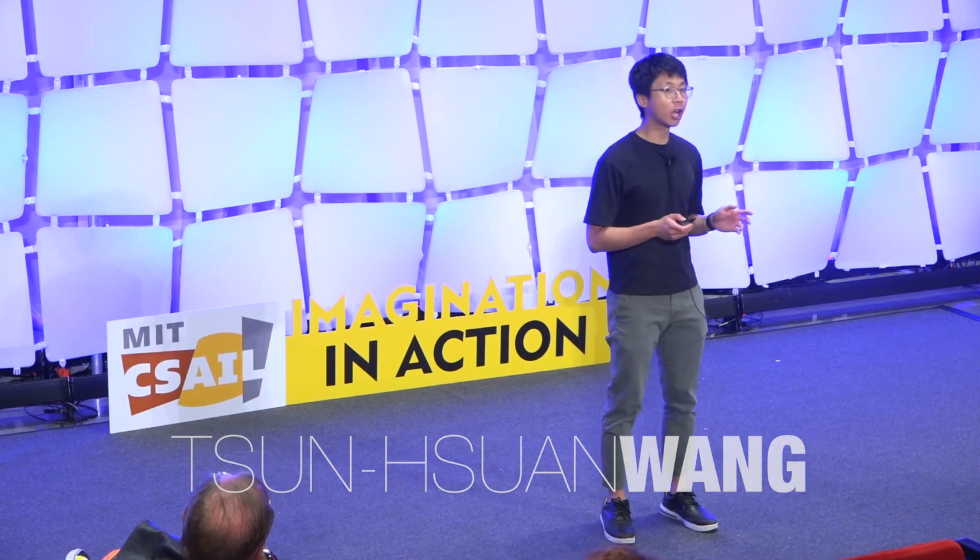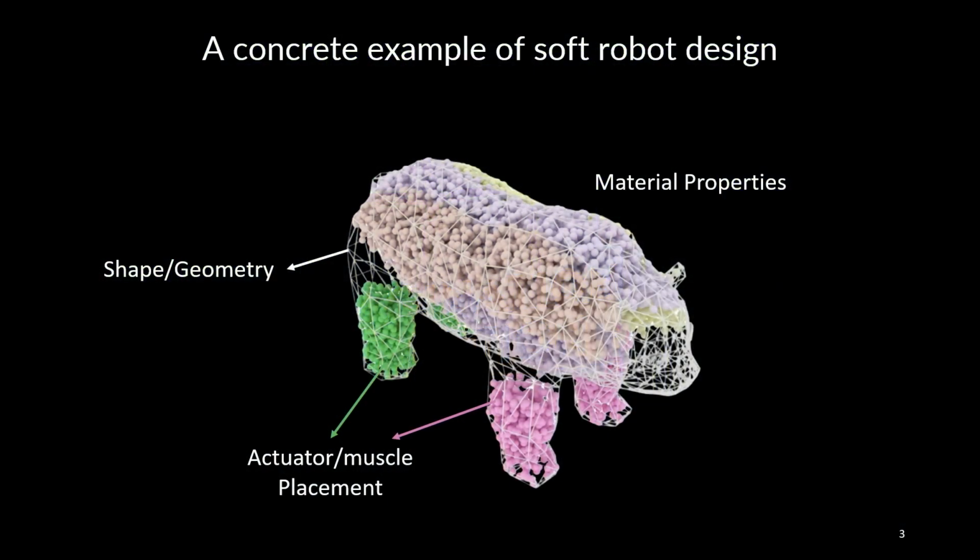To give you a more concrete example of what soft robot design can be, it consists of the shape or the geometry of the robots. Second, how you place your actuators and the mechanism to generate force from your actuators. And finally, different types of material properties, including body stiffness.